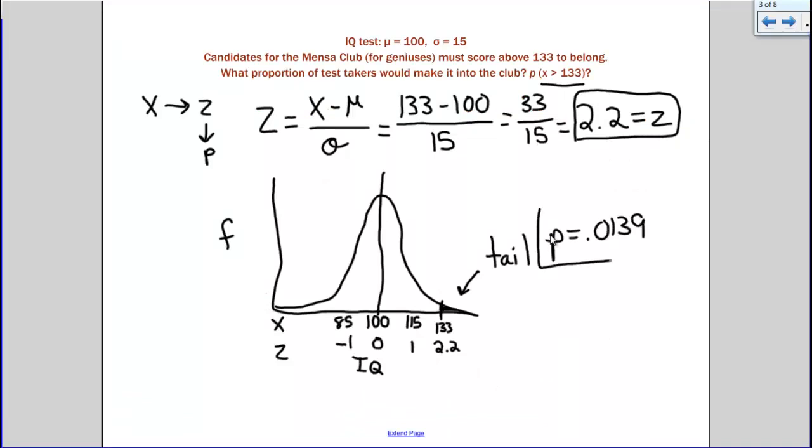Now for this one, that's it. We found it, we're done, moving on. So the proportion of test takers that make it into the Mensa Club for Geniuses would be 0.0139, or if it was in terms of percentage, you could say 1.39%. So it is a very select group, not a whole lot of geniuses out there.